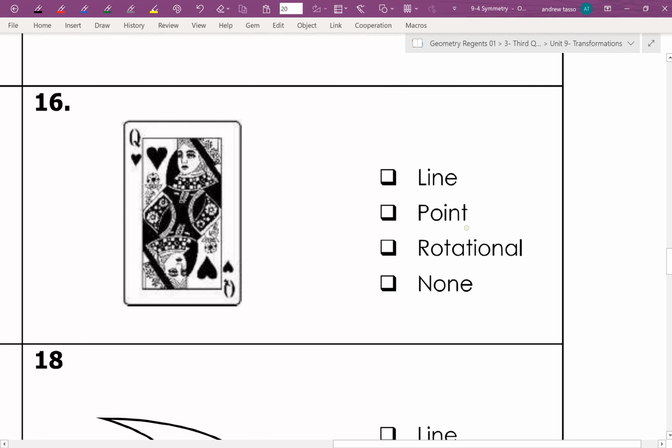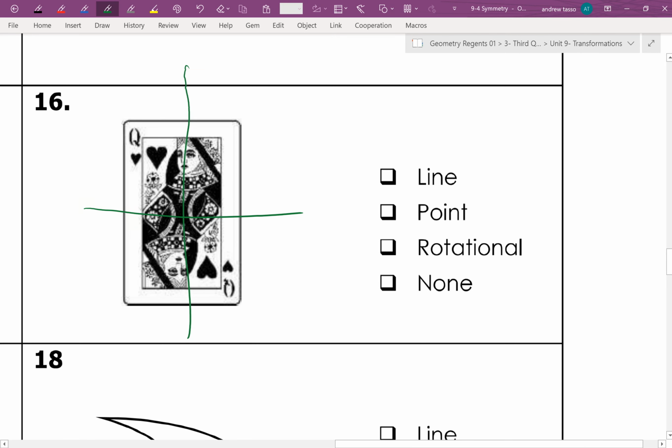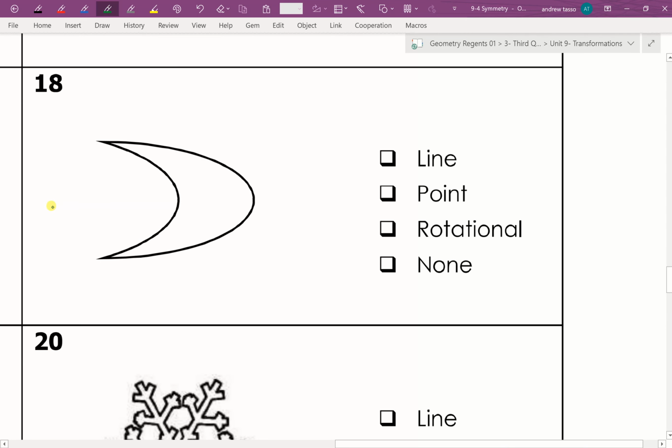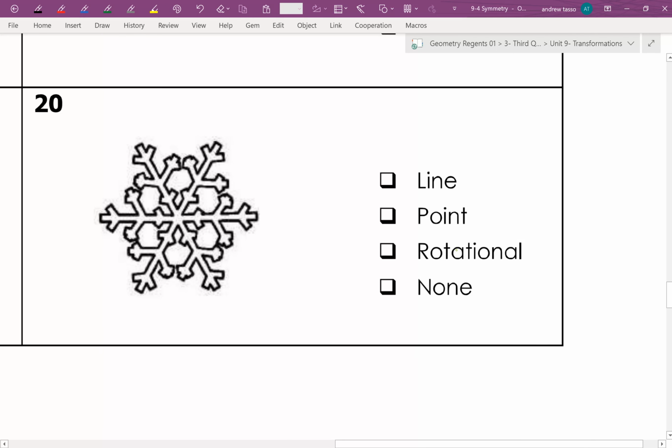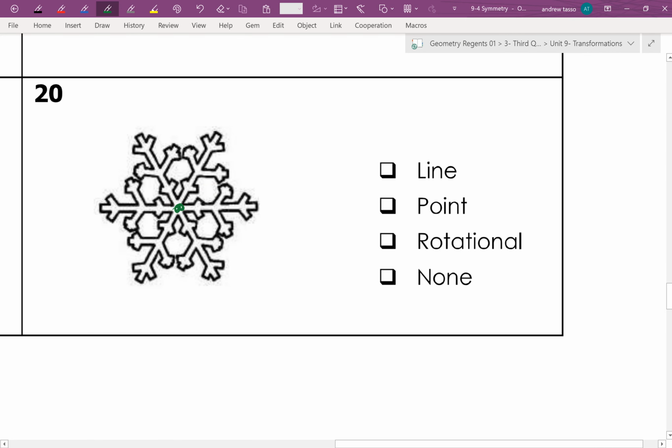Okay. Does this thing have line symmetry? I would say no, right? There's no line I could draw that makes it mirror image. Does it have point symmetry? Yes. Rotational 180 degrees from the point symmetry. Okay, and finally here, line symmetry, yes. Does it look the same upside down? No, because then the points, instead of facing toward the left side, they would face towards the right side. And no rotational symmetry.